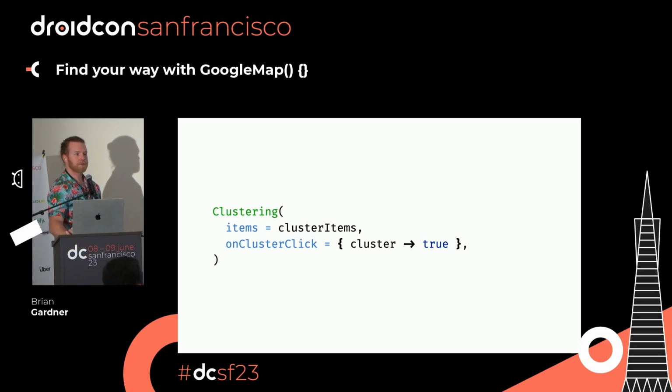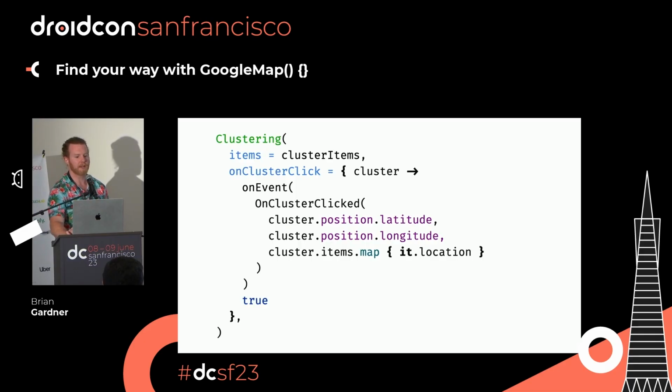For the on cluster clicked, there's a lambda for that. It gives you the cluster, same thing as for the cluster content. So you can do things based on the specific lat long, based on the collection as well. So what that might look like, say, hey, fire an event. Our cluster's been clicked at this latitude and longitude with these particular items.